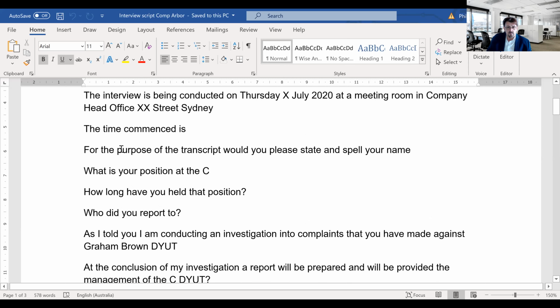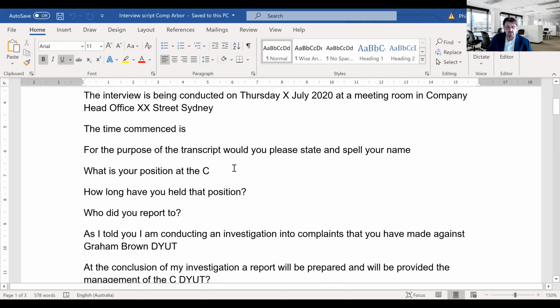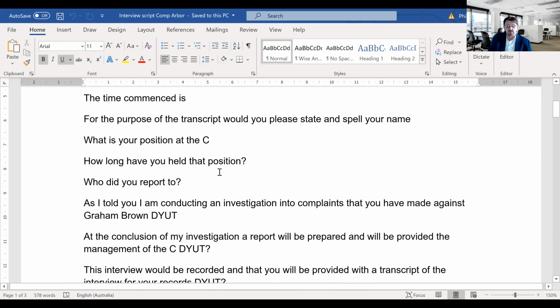For the purpose of the transcript, I get them to please state and spell your name, just in case it's an unusual name. Sydney Arbor could be O-U-R, could be S-Y, so spell your name. What's your position at the company? How long have you held that position? Who do you report to? Now, as I mentioned last week, this preamble is a little bit like my warm-up. I'm sort of getting into the flow of asking questions.